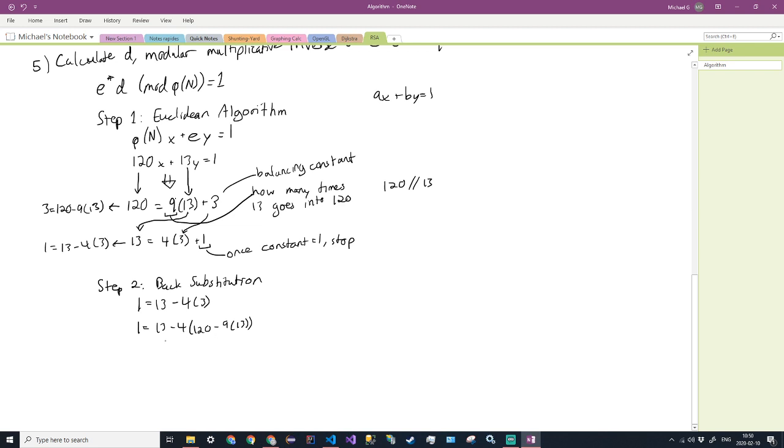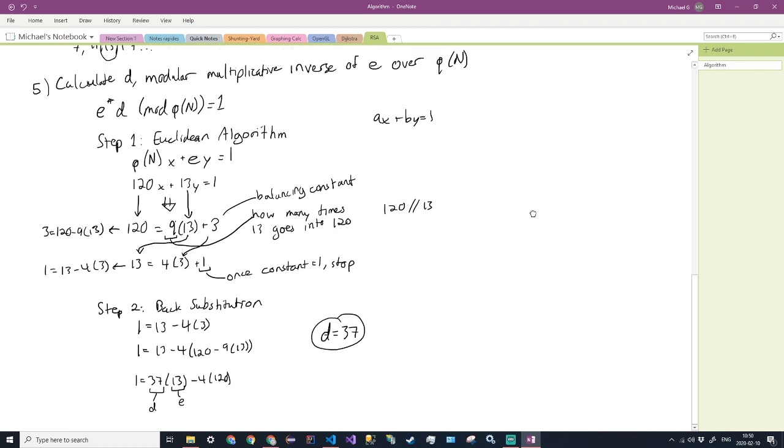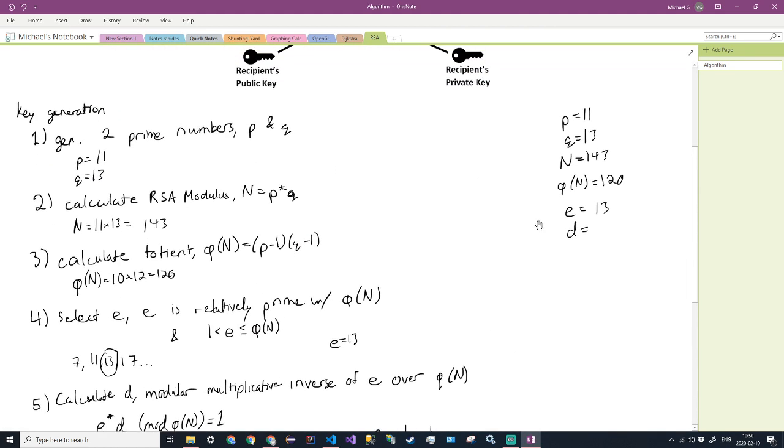So you essentially just combine like terms. So 1 is equal to, how many factors of 13 do we have? We have 1 here, and then a negative 4 times a negative 9 is plus 36. So 37 times 13, and then minus 4 times 120. Just like that. And this is going to be our E. So once you have E in the combined equation, you stop there. And the coefficient in front of the E is your D. So our decryption key, D, is equal to 37. So yeah, that is essentially how you calculate D. So D is equal to 37.